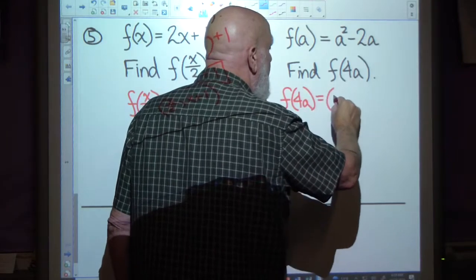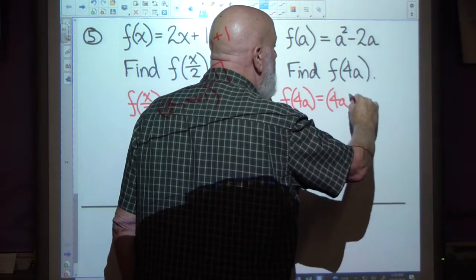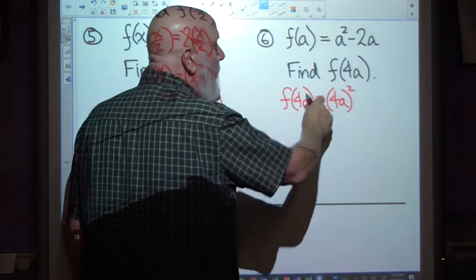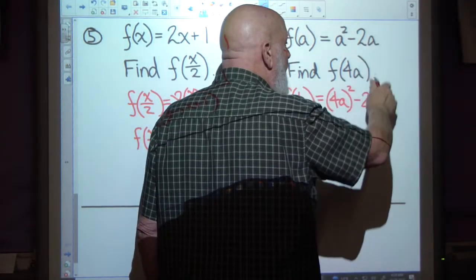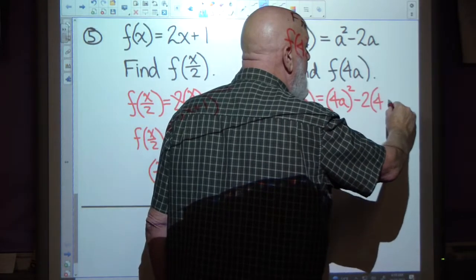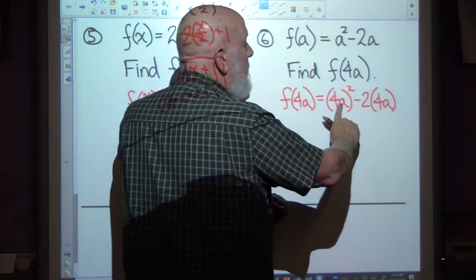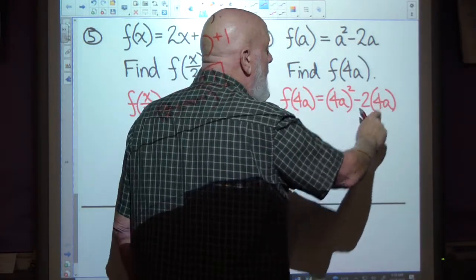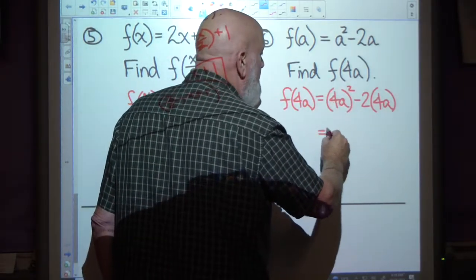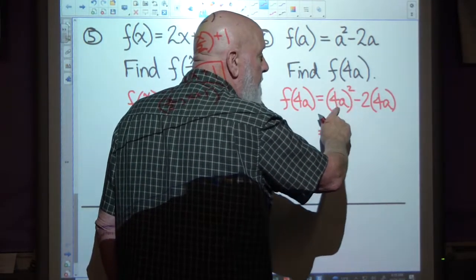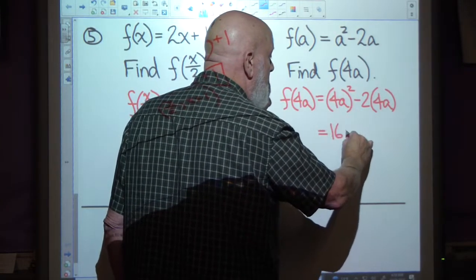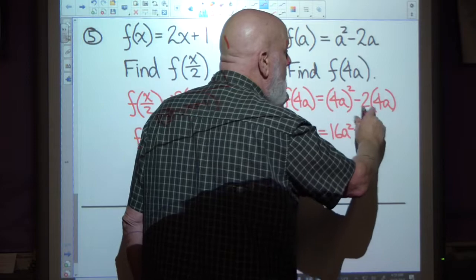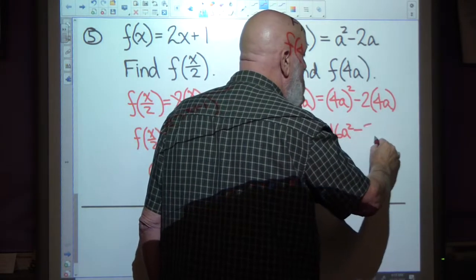So this is 4a squared. Make sure you put it in parentheses or the 4 won't be squared. Minus 2 times, instead of a, I'm plugging in 4a. So what used to be an a is now a 4a. And now I just simplify it. 4a times 4a, that's what 4a squared means, in parentheses, is 16a squared. Minus 2 times 4 times a is 8a.